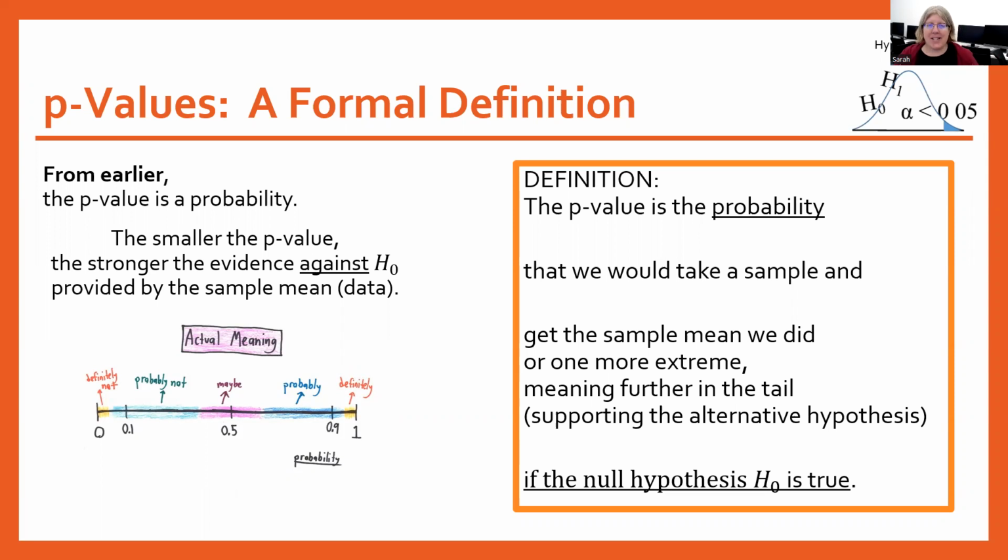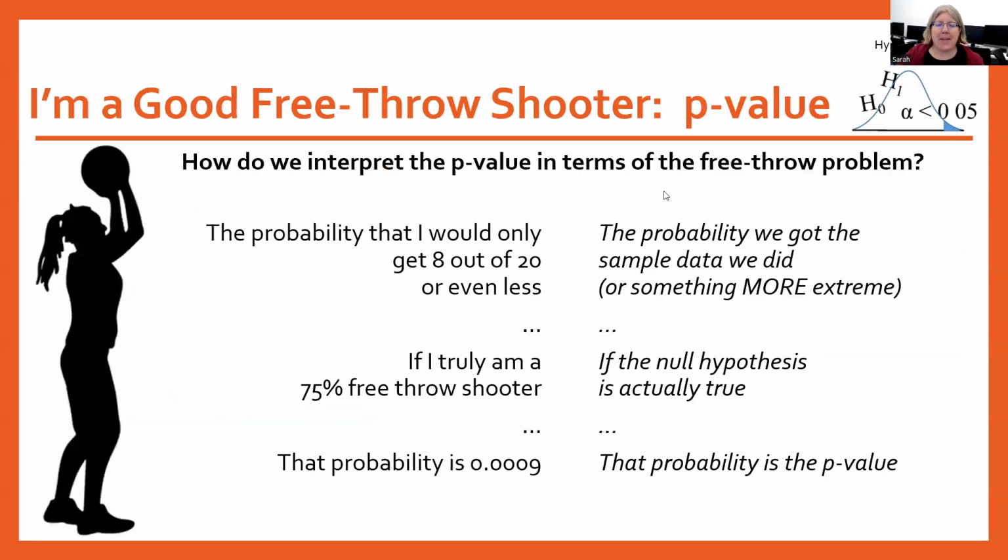So the two parts of this that you want to check for, it needs to say something about the null hypothesis being true, and then it needs to say something about more extreme going on there. All right, so let's revisit our basketball example and look at how we would interpret that p-value with this formal definition. So here's how this would go.